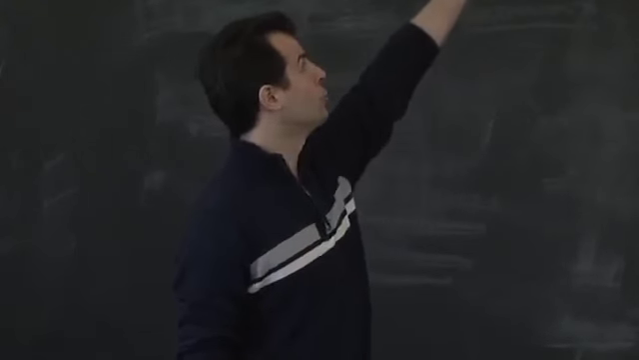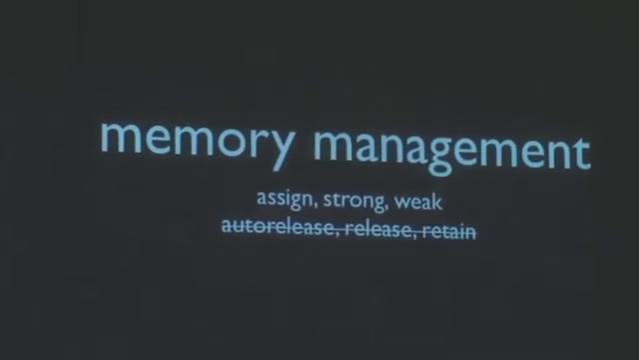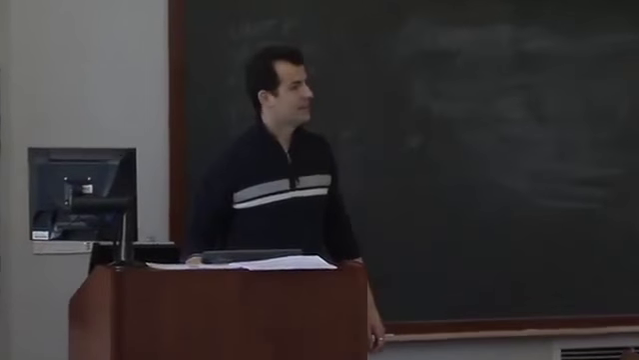So in short, don't do what's crossed out. Do assign strong and weak for all of your code, as by checking the ARC box when you start a project. All right, any questions?